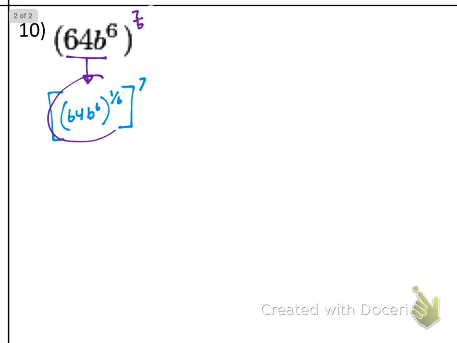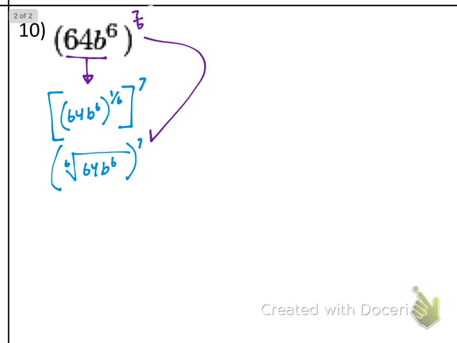Since this is all to the 1/6 power, I'm really asking myself, what is the 6th root of this value? What times itself 6 times will be equal to 64b to the 6th? I know we could have just skipped from here to here, but I want you to see the reasoning on why we have this. So we're asking ourselves, what times itself 6 times is equal to 64? What times itself, everyone? 2. That's right. And what times itself 6 times is b to the 6th?